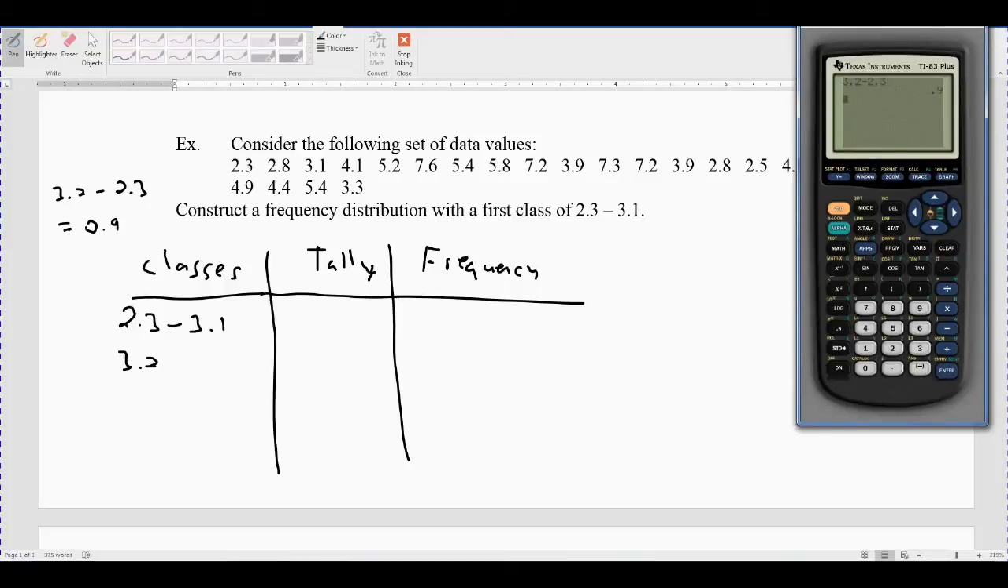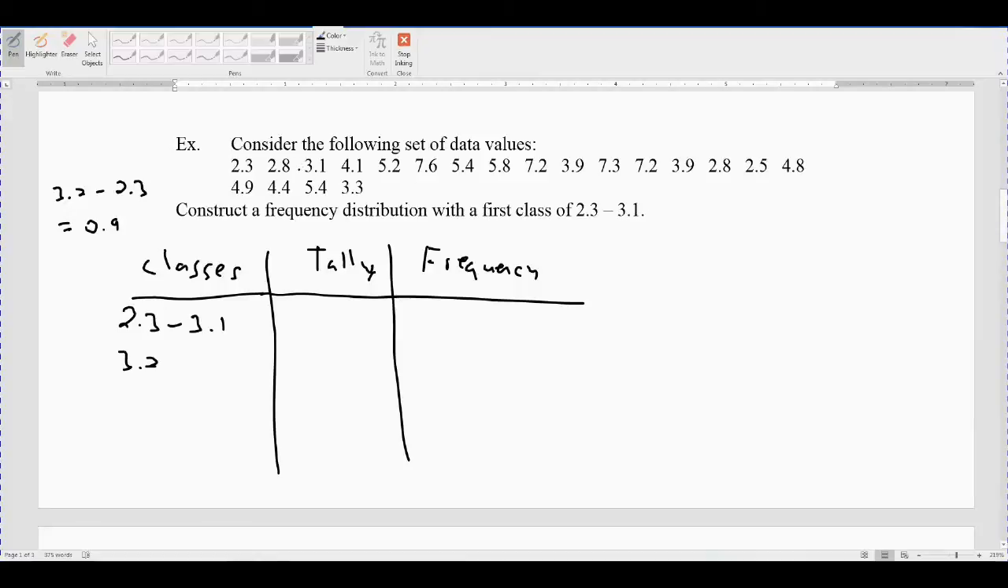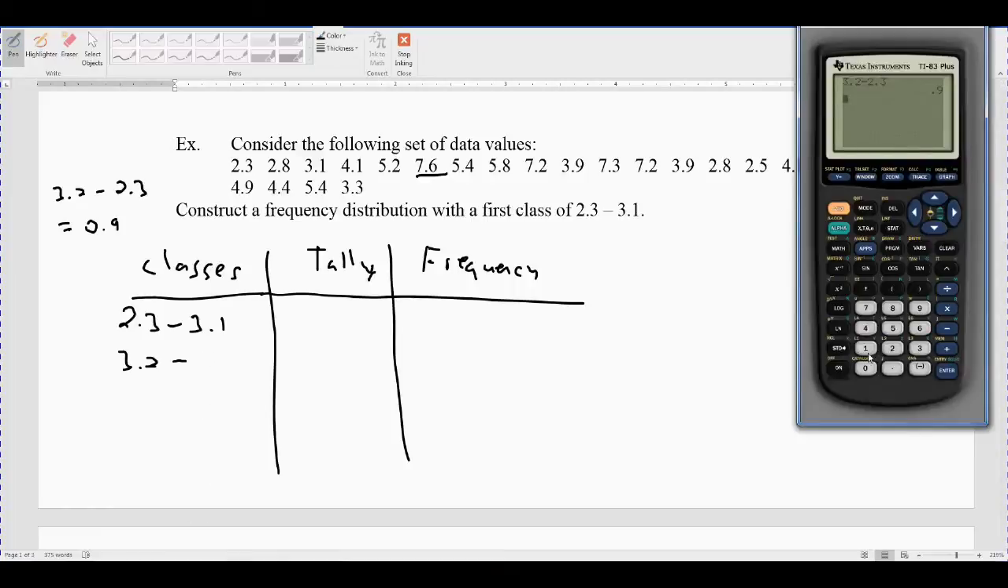And so, let's see. We have 7s. What's the biggest number? I'm looking for the biggest one. So far 7.6 is what I see. So 7.6 is the biggest. So I need to keep on going until I find a class that has 7.6 in it. So what that means is I'm just going to keep on adding 0.9 to each of these. So 3.1 plus 0.9 is 4.0.